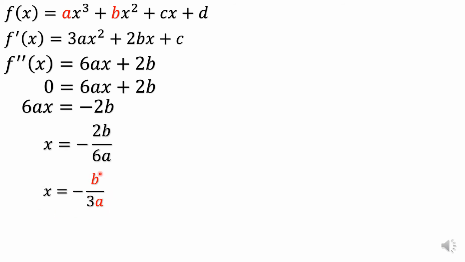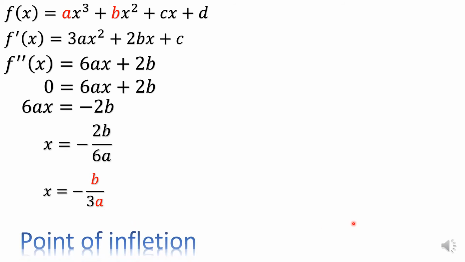So this formula gives you the x coordinate of the point of inflection of a cubic function. Then to find the y coordinate, you have to substitute the x value into f(x), which gives the y value. This is the point that you have. After finding that, you can just use this formula without finding the derivative; it is already derived. It's negative b over 3a.